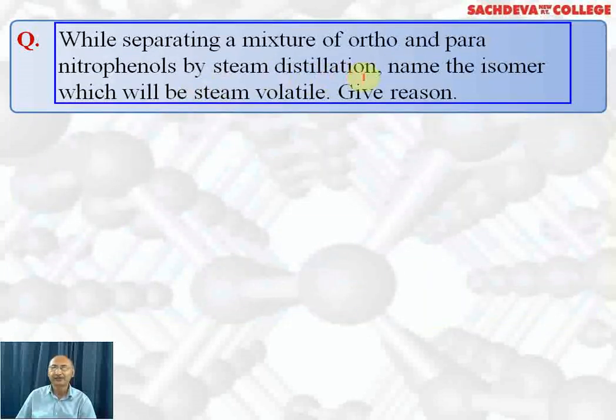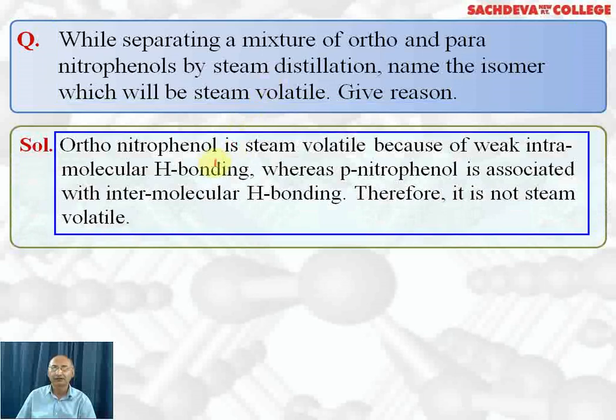While separating a mixture of ortho and para-nitrophenol by steam distillation, name the isomer which will be steam volatile. Give the reason. Ortho-nitrophenol is steam volatile because of weak intramolecular hydrogen bonding, whereas para-nitrophenol is associated with intermolecular hydrogen bonding. Therefore, it is not steam volatile.